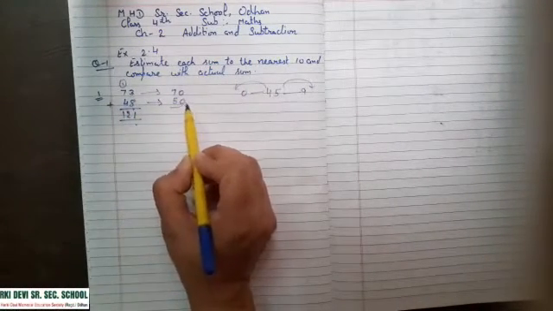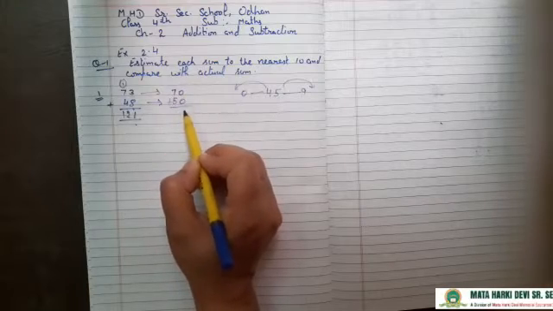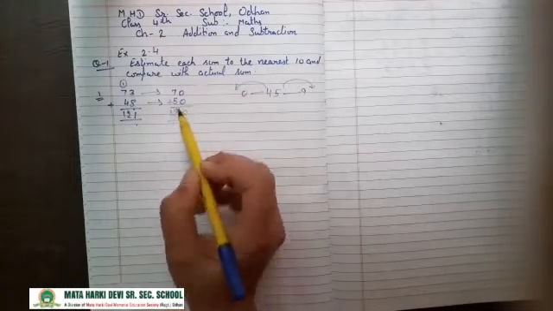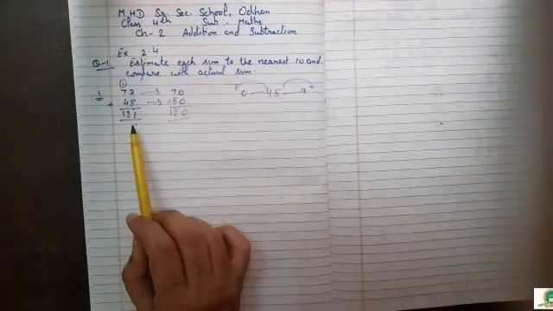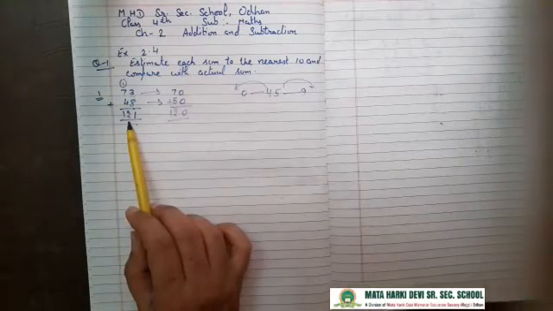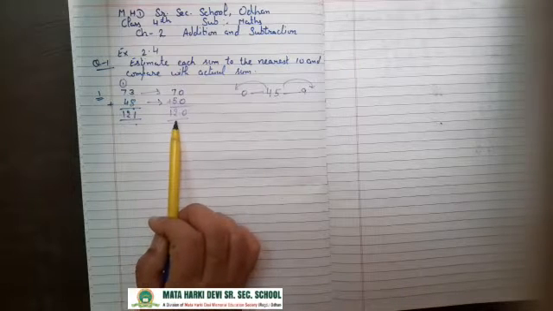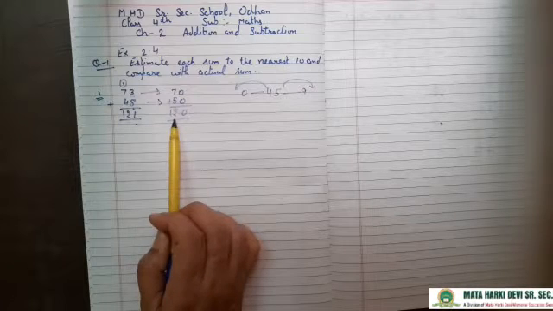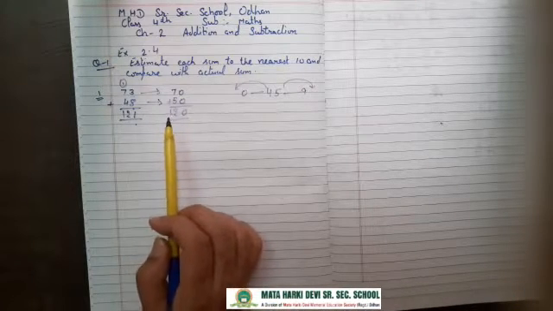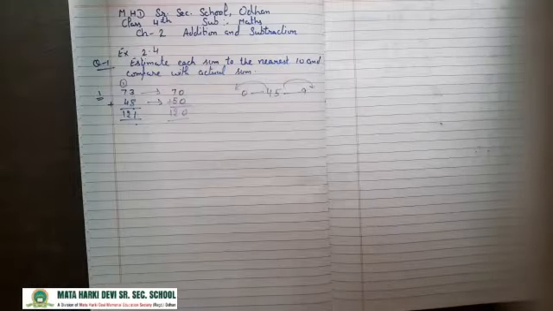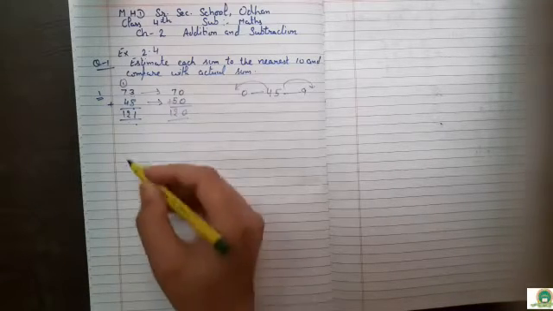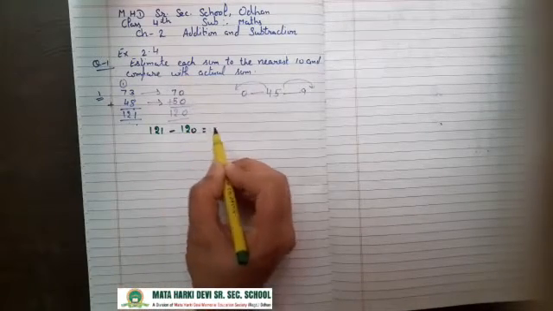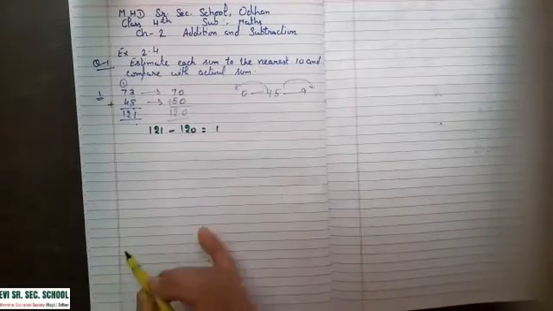So if we add these figures, 0 and 0 is 0, 7 and 5 is 12, and now the estimated sum is 120, and the actual sum is 121. If we calculate the difference, it is 121 minus 120 is equal to 1, right?